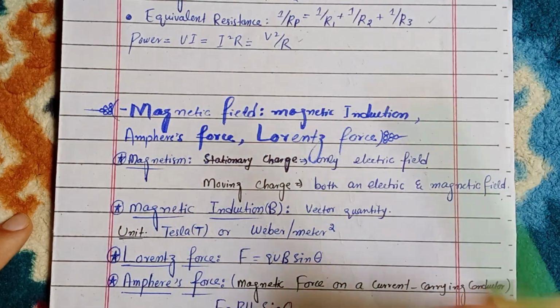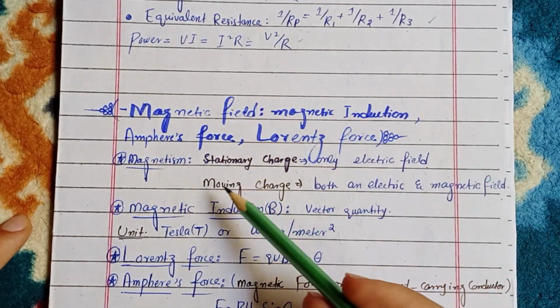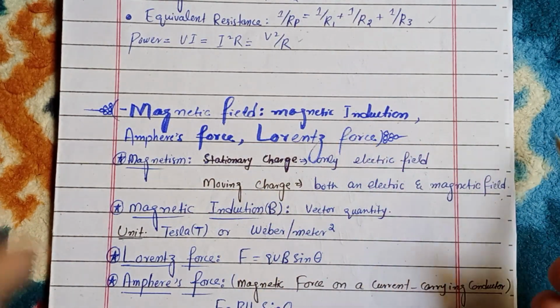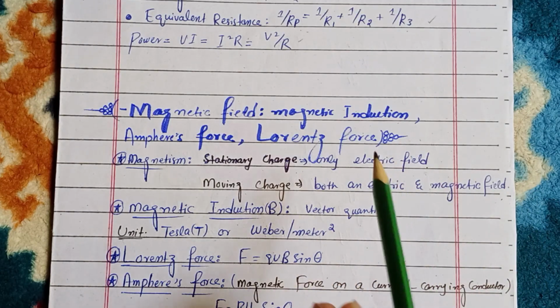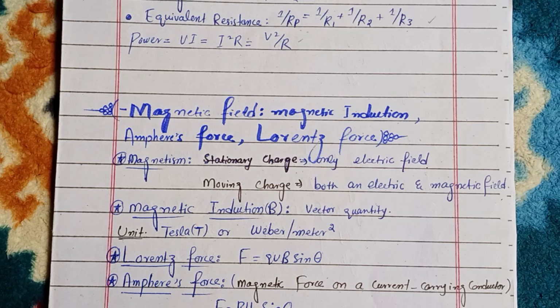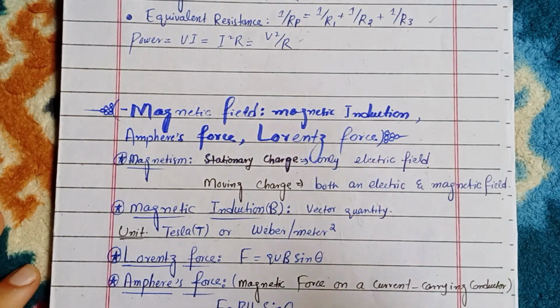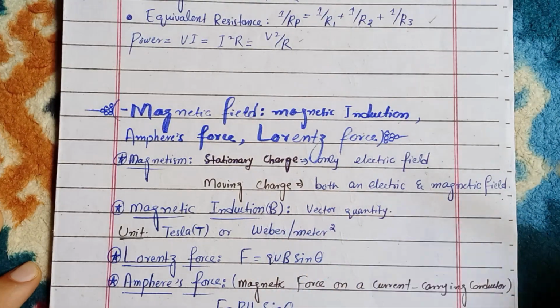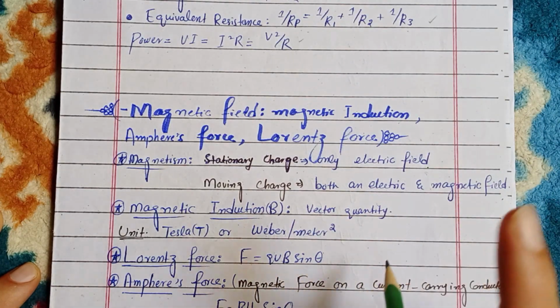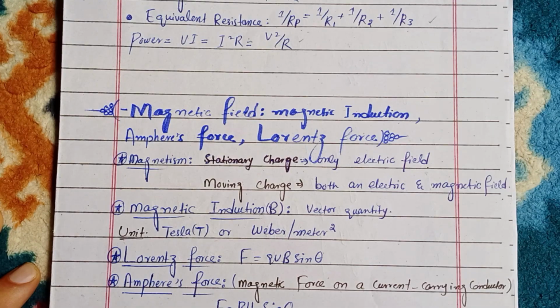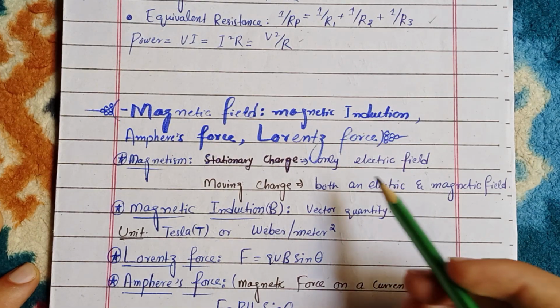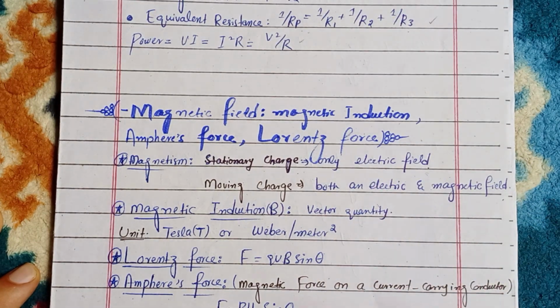Here we will study magnetism. What is magnetism? We know that a stationary charge only has an electric field, and a moving charge has both an electric and a magnetic field. You should memorize these two points: a stationary charge has only an electric field, while a moving charge has both an electric and a magnetic field.